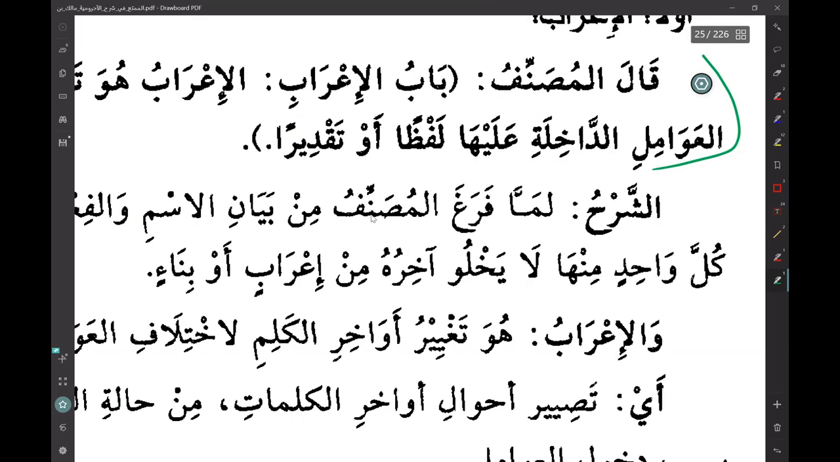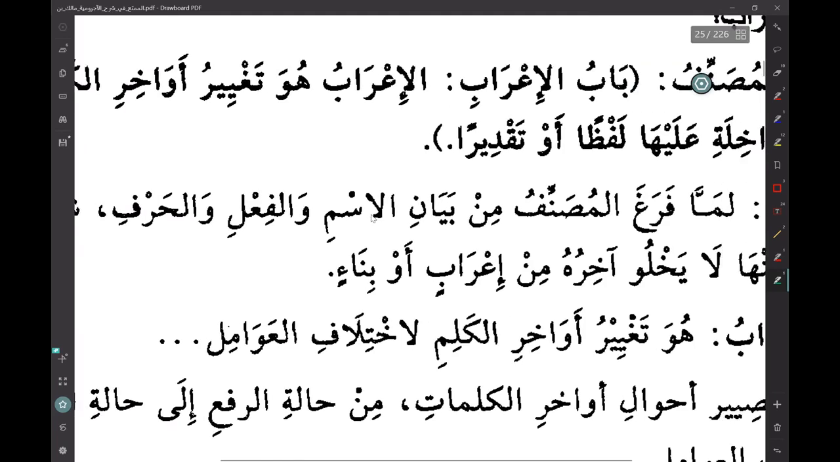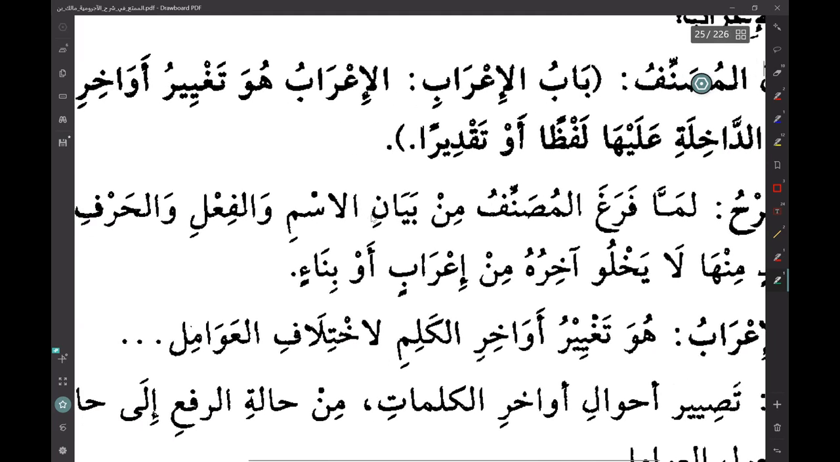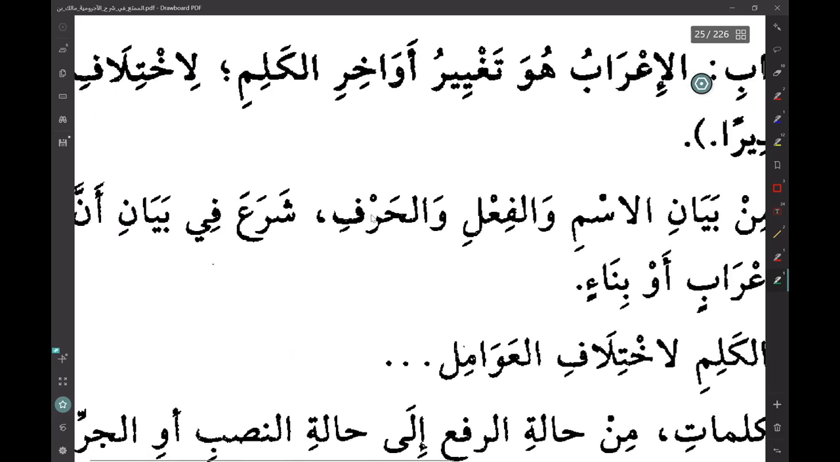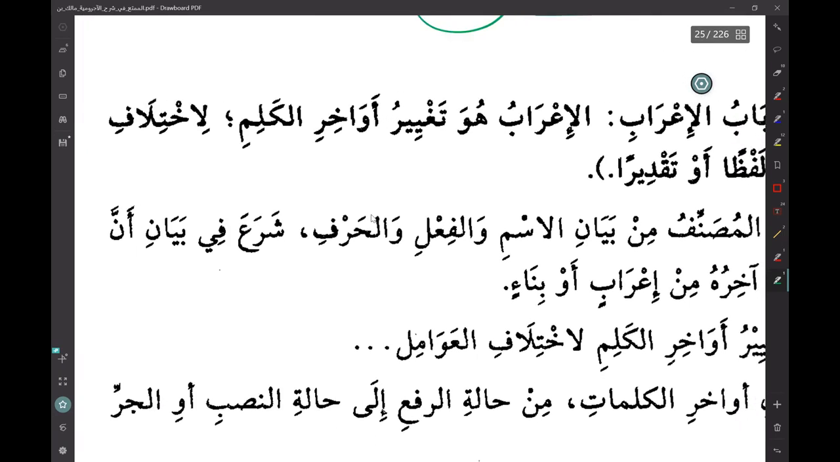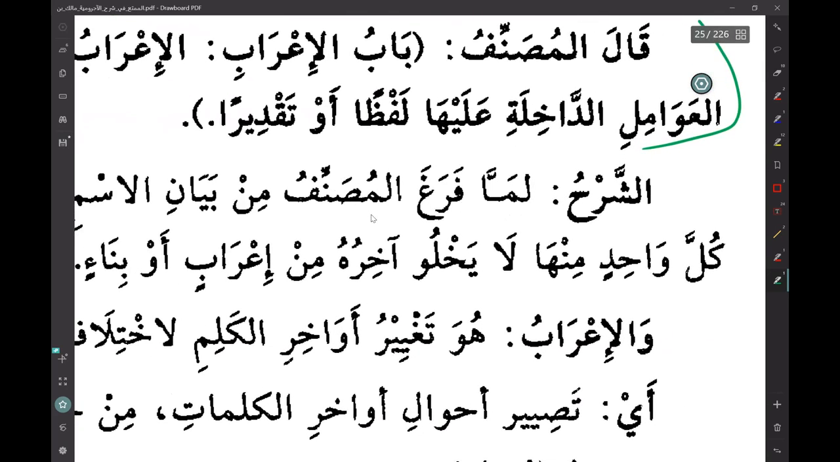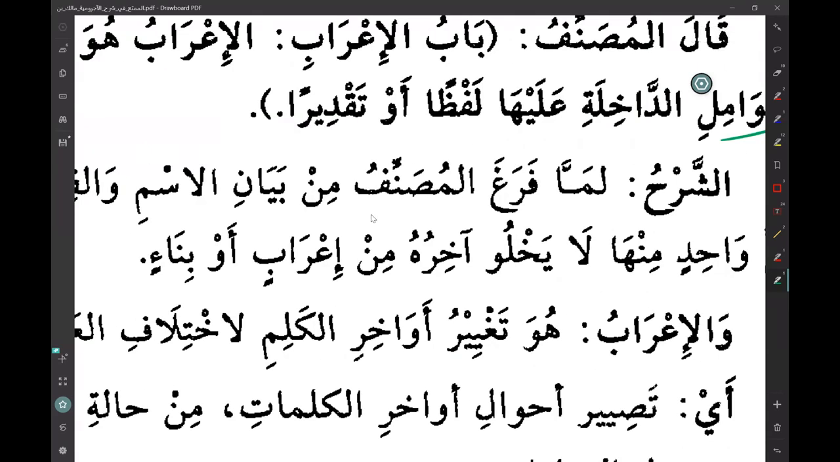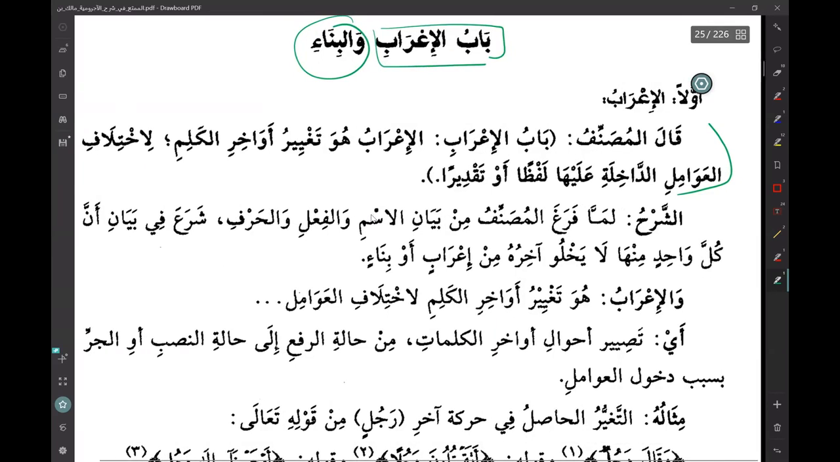So the Sharh says, لما فرغ المصنف من بيان الاسم والفعل والحرف. When the Musannif finished clarifying the nouns, the verbs, and the particles, شرع في بيان, he began by clarifying أن كل واحدا منها, that every single one of them, لا يخلو آخره من إعراب أو بناء. What he's saying then is that he started talking about every one of them.